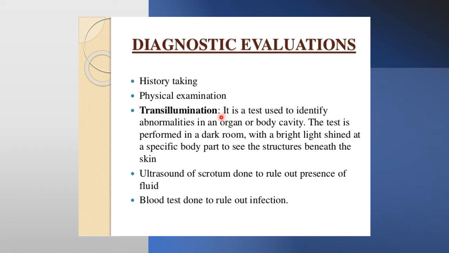Okay, which can differentiate between encysted hydrocele of the cord or some other form of cyst that is located in the inguinal region. Ultrasound of the scrotum is done to rule out the presence of fluid and also can determine the nature of the contents, whether it is bowel or something else. Ultrasound of the scrotum and the inguinal region is also a very important examination in patients where clinical examination is not very helpful. Blood tests are done to rule out some form of infection in these patients.